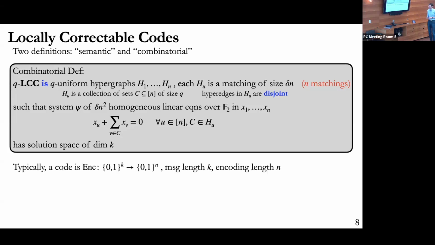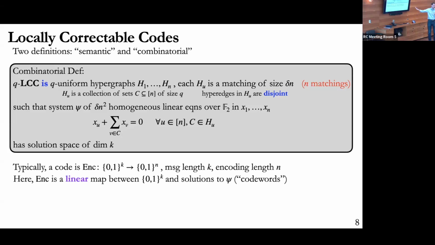Don't worry. So again, we wanted to think of our encoding map. I can pick any linear map between 0, 1 to the k and solutions. And again, my goal is to maximize k as a function of n and q, or equivalently, if I tell you the target dimension k, I want you to minimize n. Now, as Arid is pointing out, I can choose what basis to do this map. And a key observation is I can pick a rather nice basis.